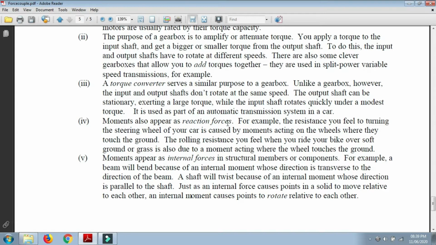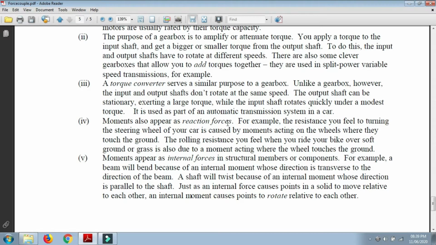The resistance you feel when turning the steering wheel of your car is caused by the moment acting on the wheel. Another example is where they touch the ground. The rolling resistance you feel when you ride your bike over soft ground or grass is also due to moments acting when the wheel touches the ground.